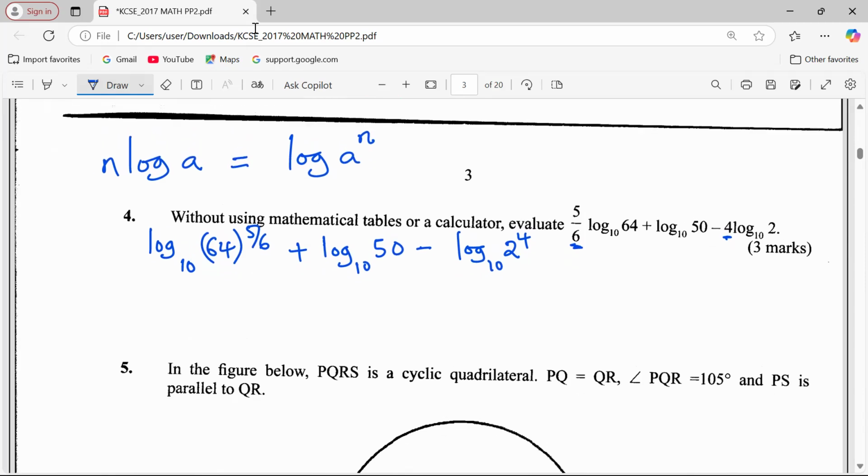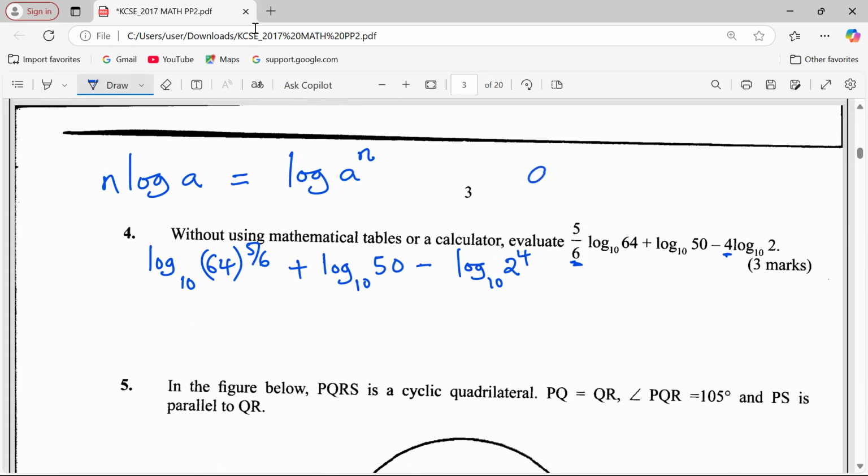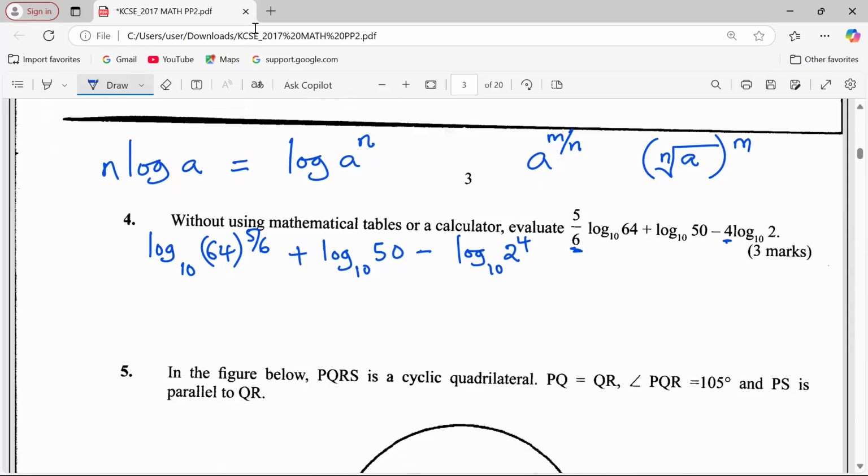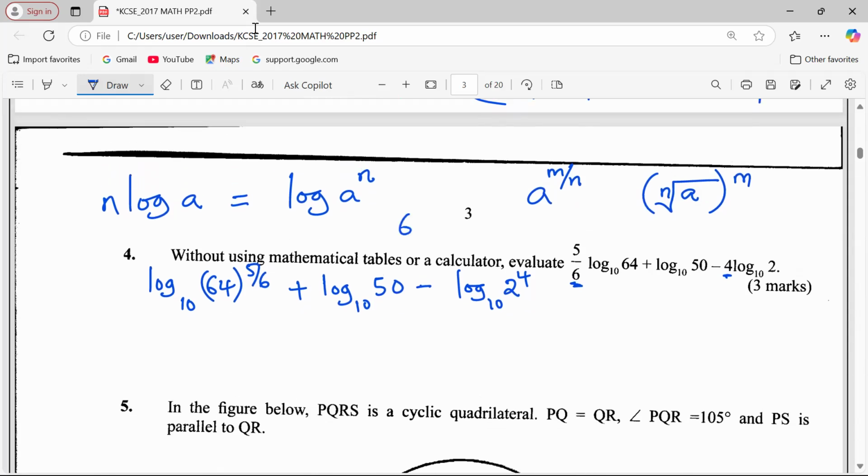According to indices, when a number is raised to a fractional power, the denominator is the root. So we take the nth root of a, and the numerator becomes the power we raise to. Therefore, 64 power 5/6 becomes the 6th root of 64, then we raise that to power 5. The 6th root of 64 gives us 2.